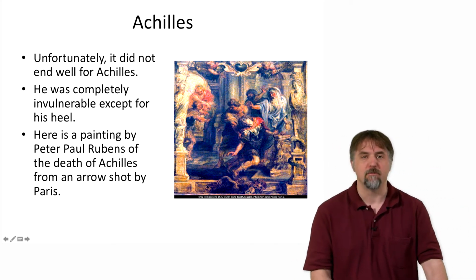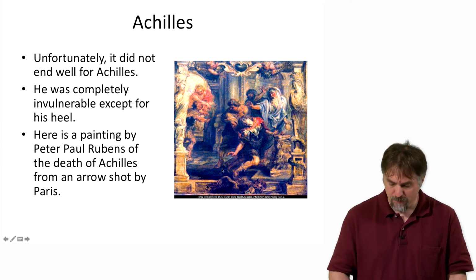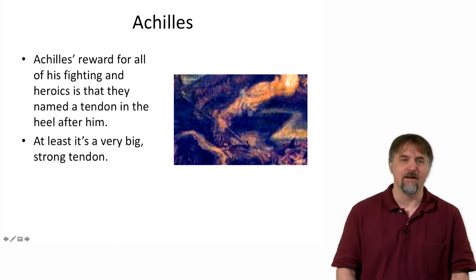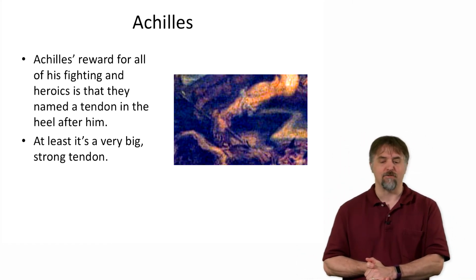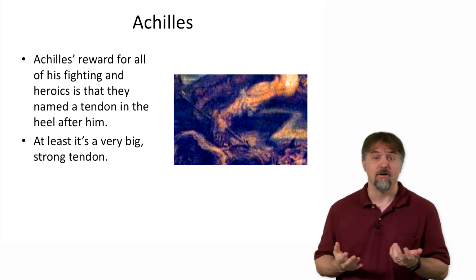This is a painting by Peter Paul Rubens showing the death of Achilles. And there's an arrow here, which you probably can't see, but I can blow it up a little, and you can see that arrow went right through his heel. And it did him in. That was too bad, tough break Achilles. But his reward for this was that they named a tendon in the heel after him.